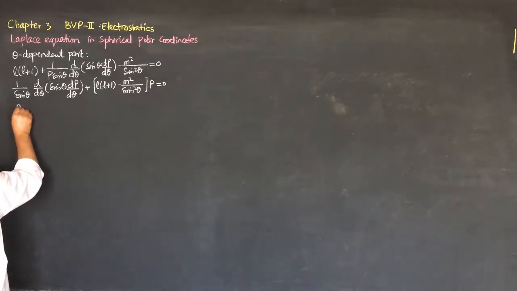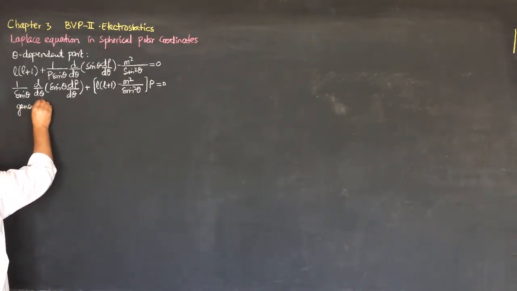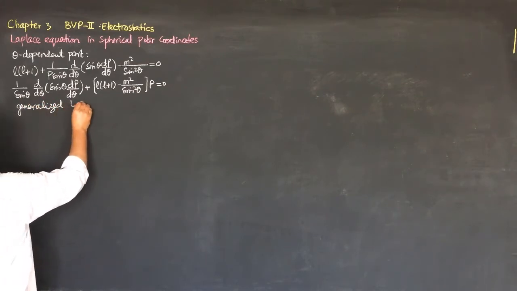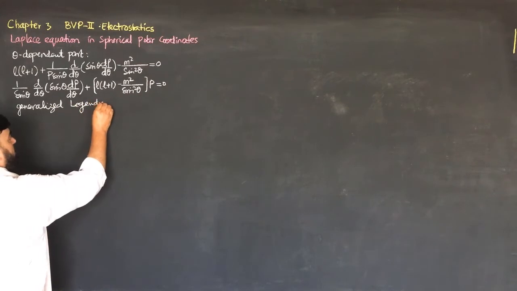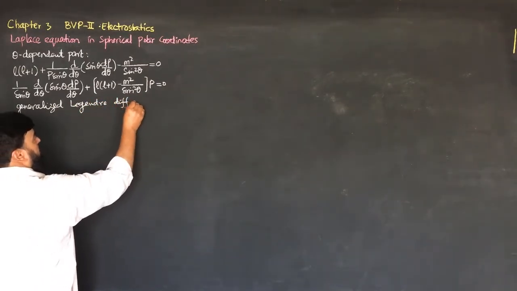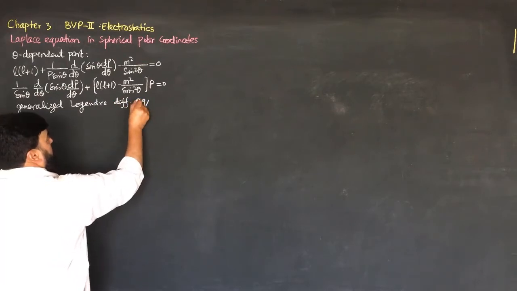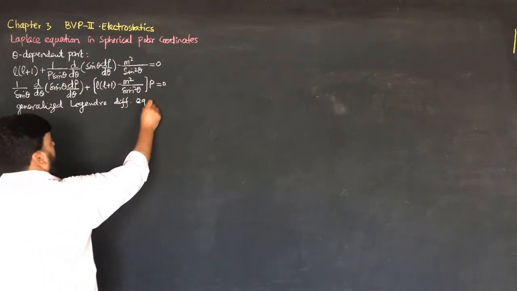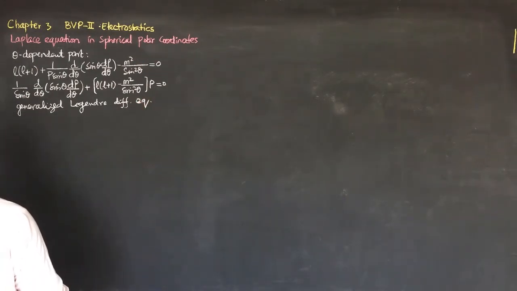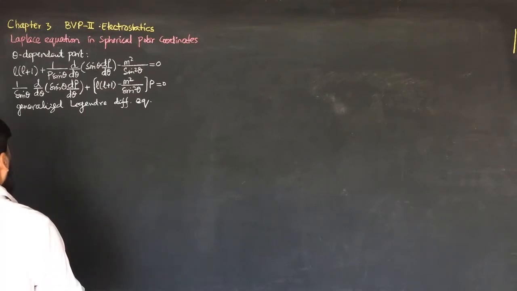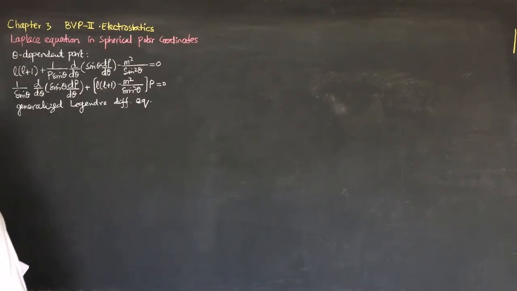the generalized Legendre Differential Equation. So we will now solve this equation, but we want to have a change of variable in order to move from the sine and cosine to x.